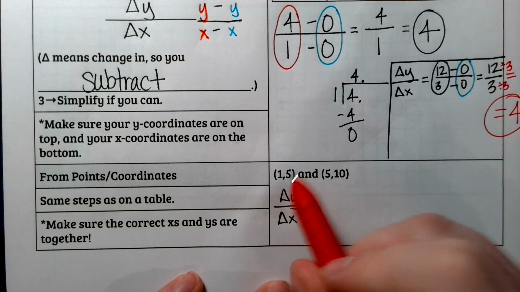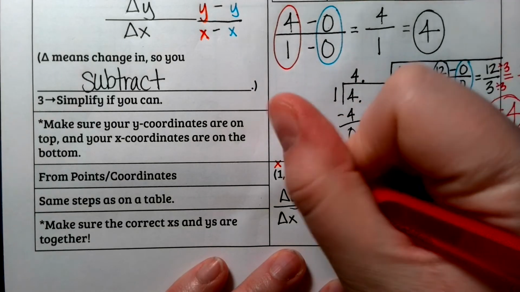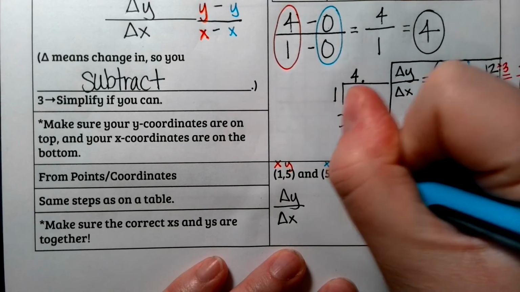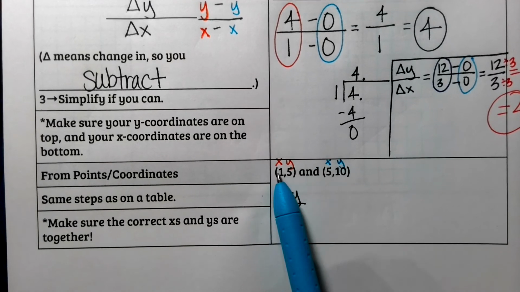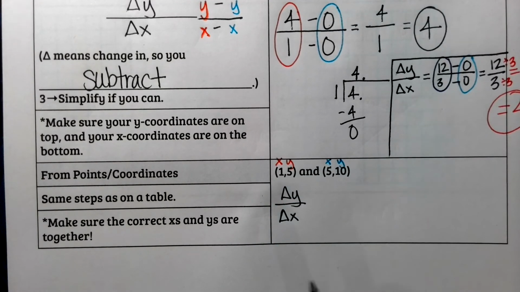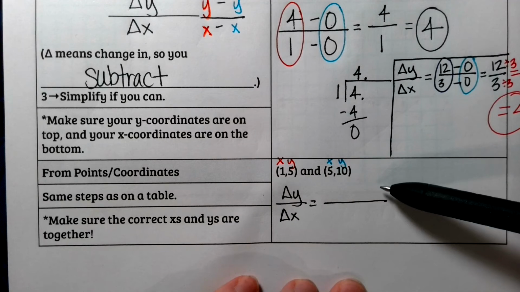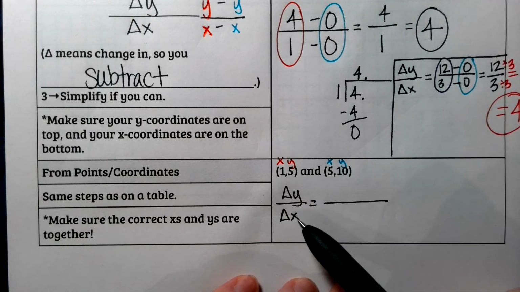On my coordinates, what comes first, the x or the y? The x always comes first, and then the y. It goes alphabetical. X comes first in the alphabet, so y comes second. Remember, when we're doing delta x and delta y, what has to go on top? The y's have to go on top, and the x's have to go on the bottom.